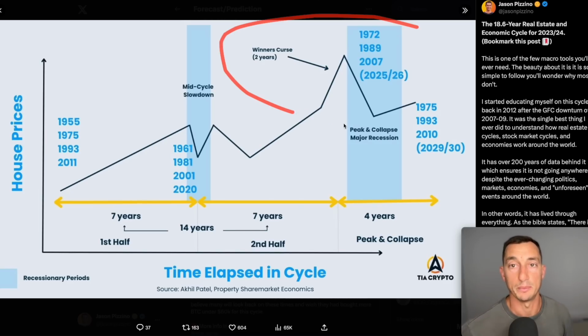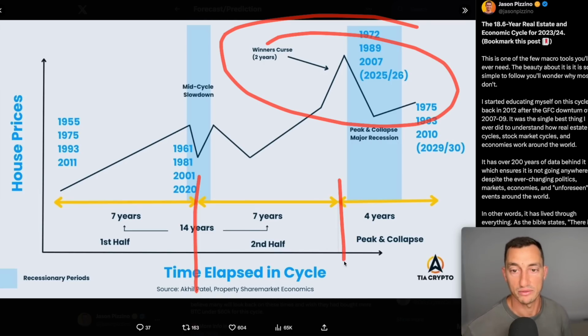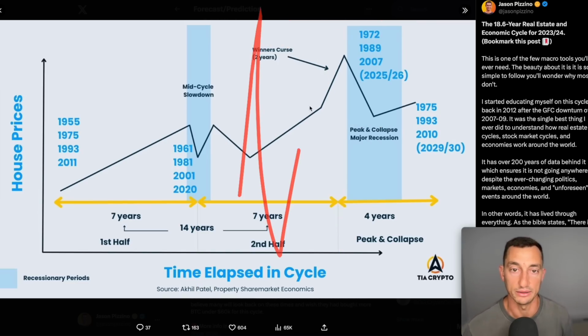Last piece here for the macro before I get onto Bitcoin, you know the deal, winner's curse. It's the 18.6 year cycle. We're in the final leg of it now. We're in the second half of the 18-year cycle. This is where we're at in the winner's curse. Things continue to go up, but the volatility becomes greater, meaning this.